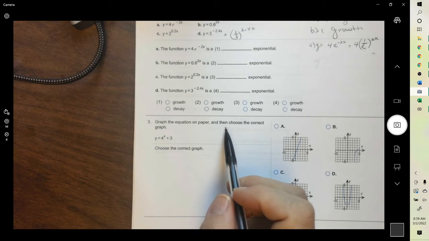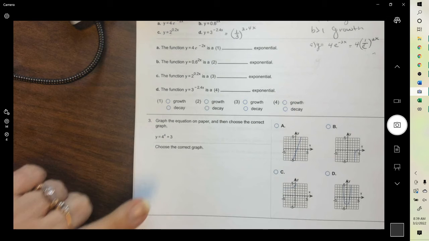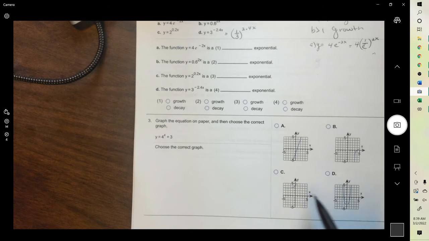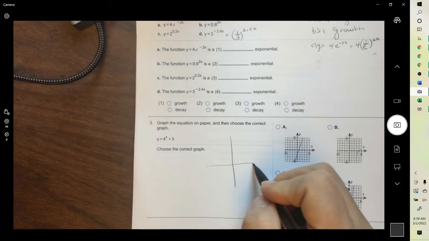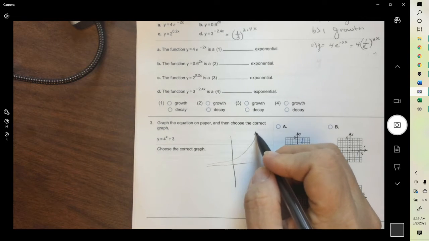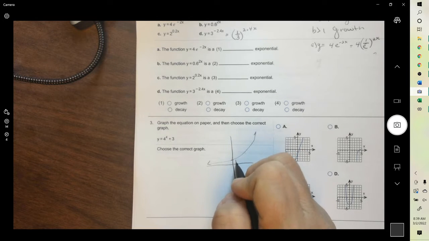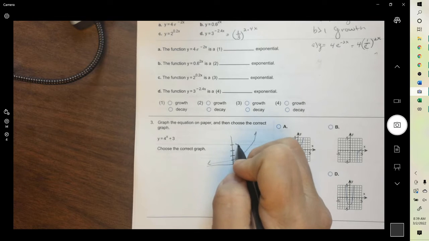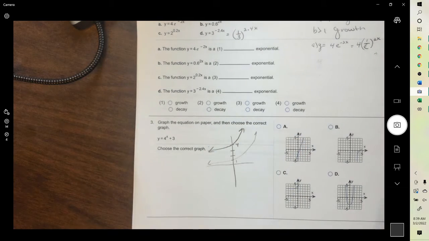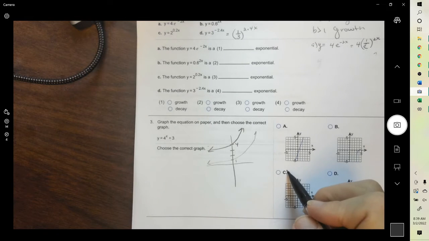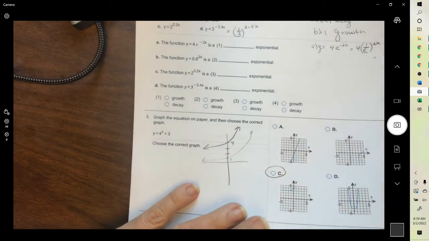Graph the equation on paper and then choose the correct one. We learned graphing with Desmos, so you would just plug it in on Desmos. But exponential grows like this, and then the 3 is going to move it up 3. This is at 1, 2, 3, 6. So it would be C. But you would just plug it in on Desmos.